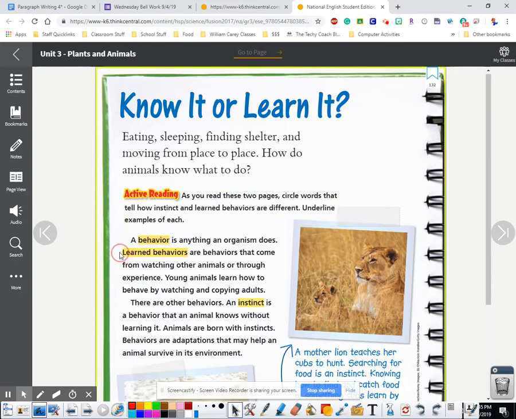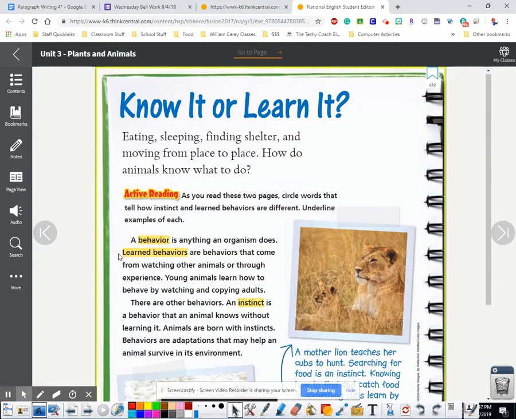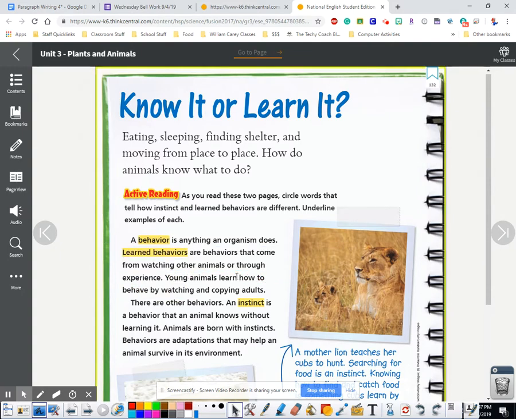Next, learned behavior. Learned behaviors are behaviors that come from watching other animals or through experience. So with learned behaviors, you're watching something, finding somebody else doing it. Next, young animals learn how to behave by watching and copying adults.